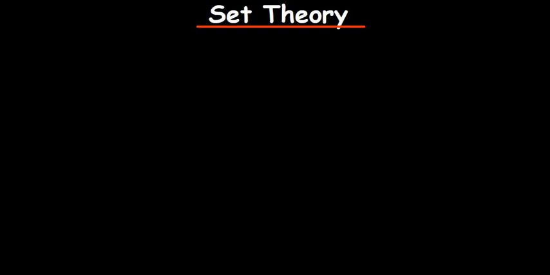Alright, so we'll go over set theory. What basically is set theory? We have to define what a set is. A set is a collection of well-defined objects. So if you're going to have numbers, let's say numbers less than 10, this is an example of a basic set.